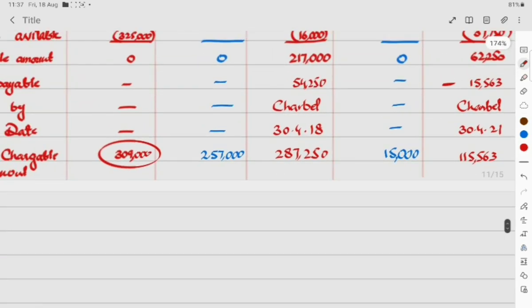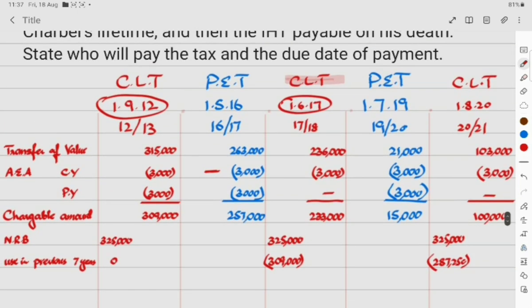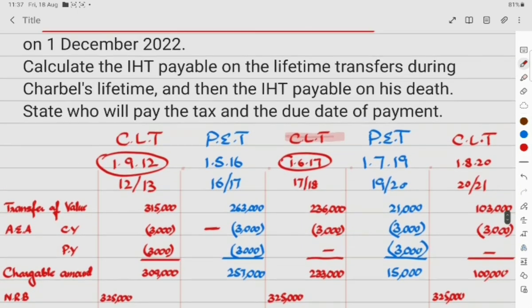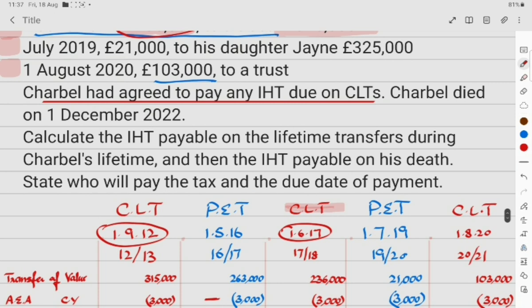So up till now we have concluded the first part of the question, and that is about the calculation during the lifetime of the chargeable. Now we have to consider that due to the death of that person, some potential exempt transfers now become chargeable lifetime transfers. So the application of nil rate band will be changed.